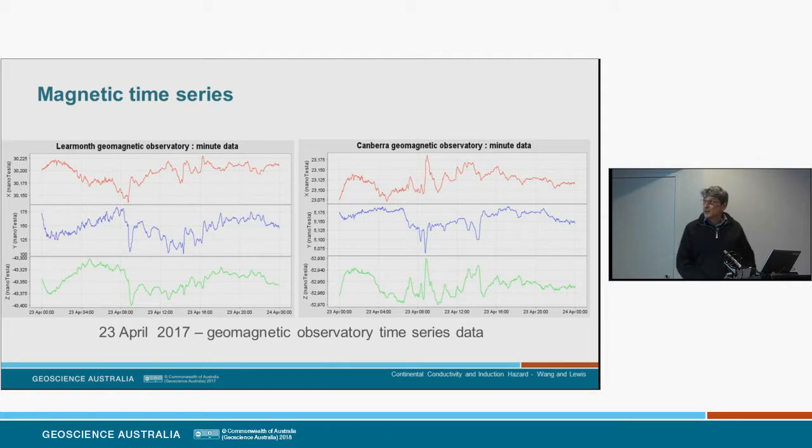The first thing I just wanted to point out is the similarity between the horizontal components of the magnetic field. The red and the blue are the X and the Y components, the two horizontals. So at each observatory they look somewhat similar.